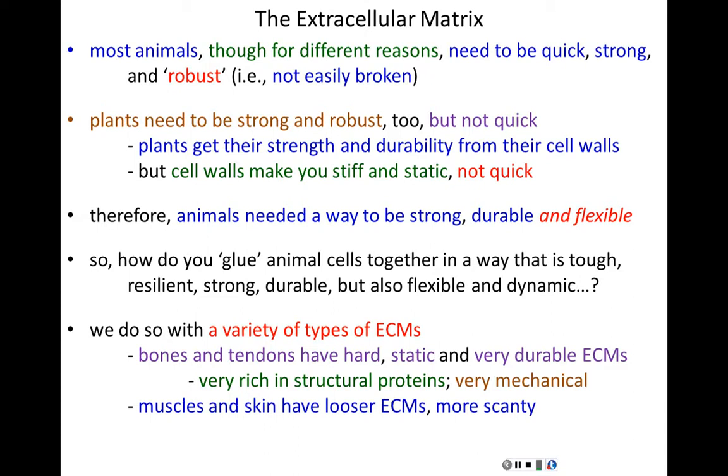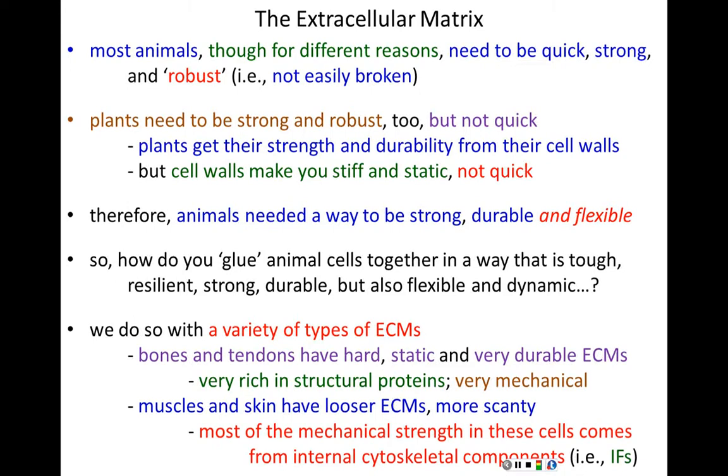But muscles and skin, these are the tissue types that need to be more flexible, less static, less hard, less dense. And so the ECMs in these tissue types are looser, less dense, more scanty, less protein rich. You still need mechanical strength in these cells, but the mechanical strength in these cells comes from the internal cytoskeletons, the idea of shared load. It's the intermediate filaments in muscle and skin cells that give them tensile strength. And so different ECMs for different purposes, for different cell roles.